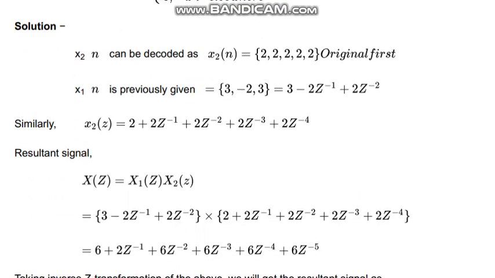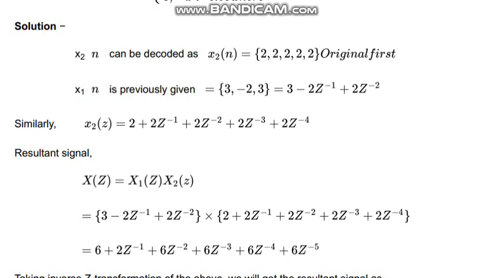Now the resultant signal will be the multiplication of the Z transforms. It is very easy in the convolution sector. We just have to Z transform both signals and then multiply them, because that is the convolution theorem. We convert the time domain sequence to the frequency domain, where we have used the Z transform here. After that we just multiply algebraically.